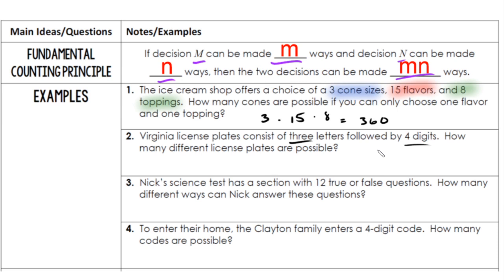What you need to understand is how the decisions are made, right? If decision M can be made M ways. For a license plate, there are 7 decisions to be made. There are the first 3 decisions for the letters, and then the next 4 decisions for the digits. So there are actually 7 decisions to be made. So for the first decision, how many ways can it be made, right? How many different choices do you have for this decision? If it is a letter, right, how many different letters can you use in the alphabet?